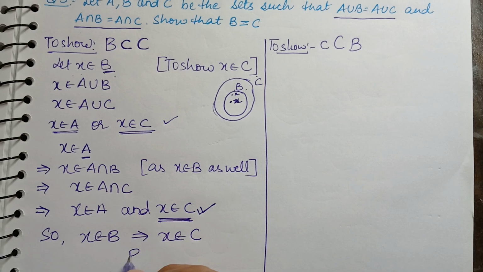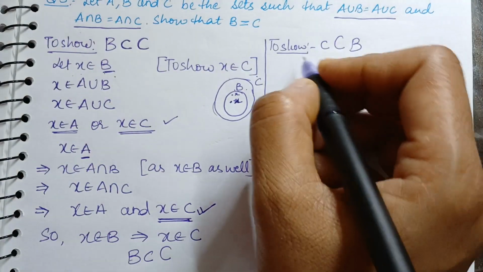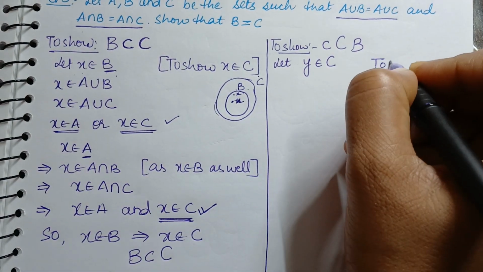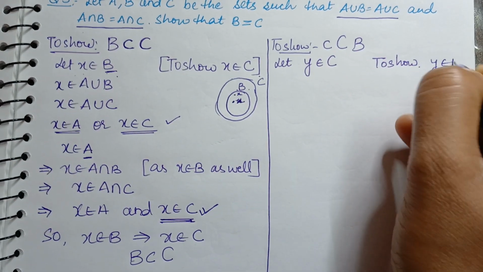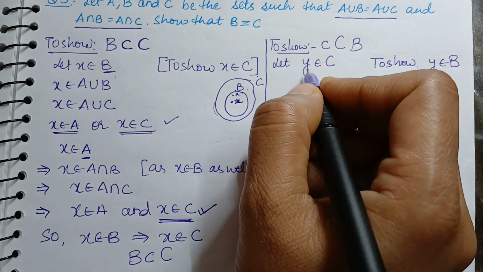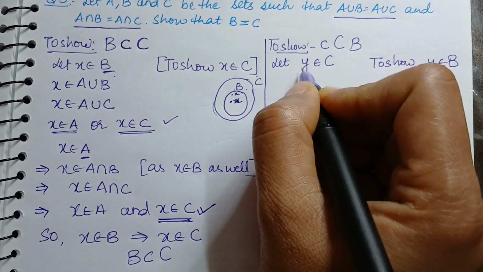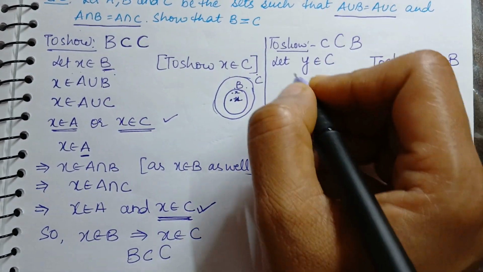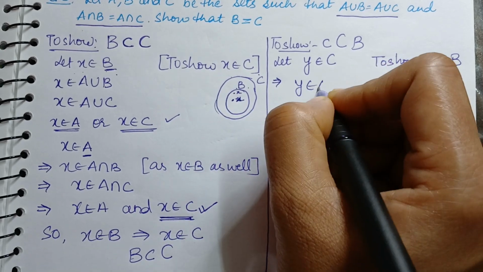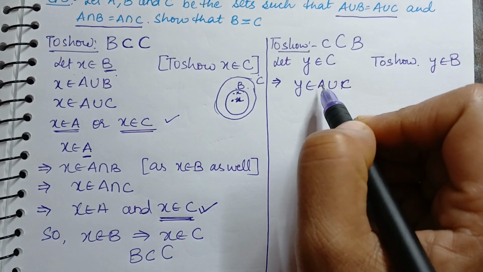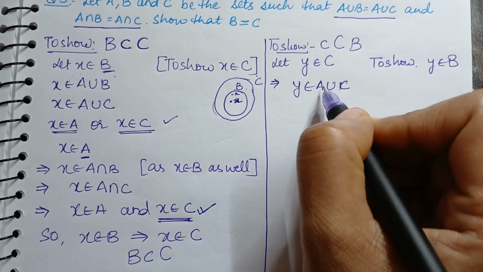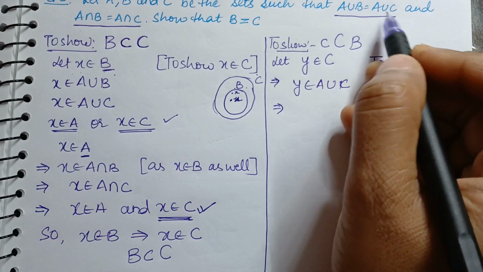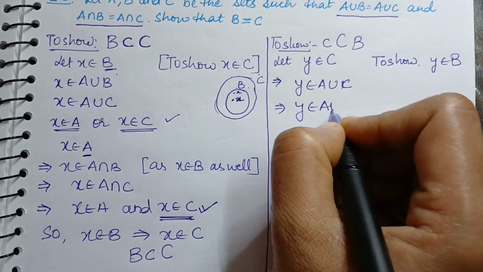What does it mean? B is contained in C. Similarly, we have to show this. Let Y belong to C, to show Y belongs to B. We can take X as well here, but I am just taking another element. Y belongs to C. Now Y belongs to C, what does it mean? Y belongs to A union C, because in A union C we have all the elements of A as well as C. Now Y is an element of C, so it should be there in A union C. Now A union C is equal to A union B, so it means Y belongs to A union B.